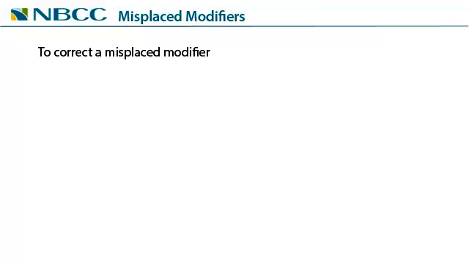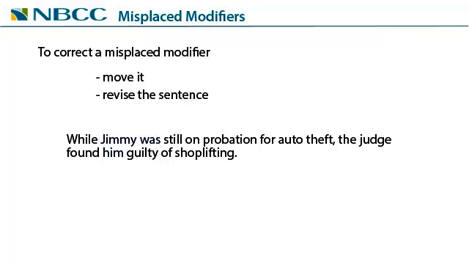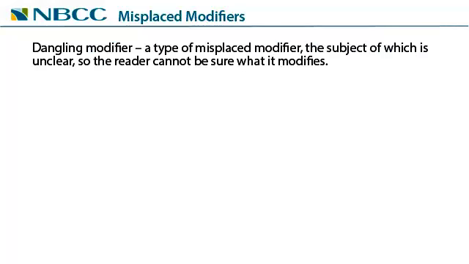To correct a misplaced modifier, sometimes all you have to do is move it. Other times, you need to revise the sentence to make the meaning clear. So, for example, in this case, you might revise the sentence to say, while Jimmy was still on probation for auto theft, the judge found him guilty of shoplifting. That makes more sense.